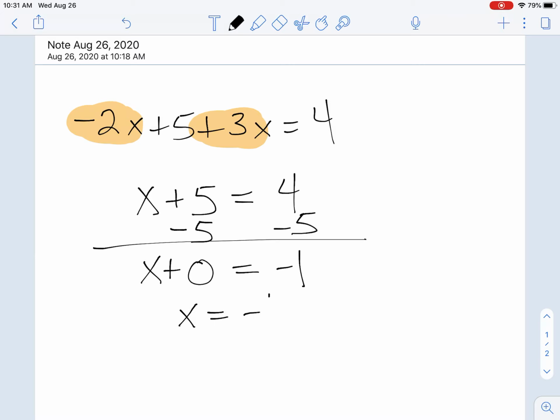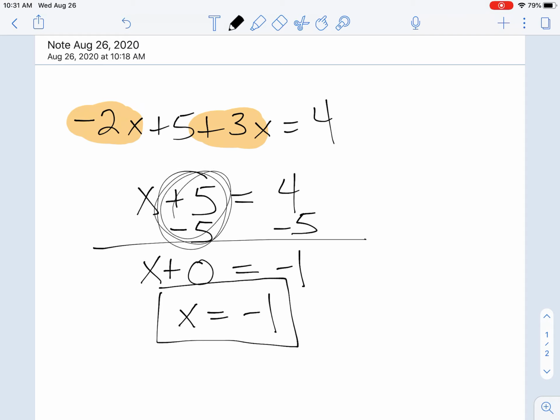So if you didn't need that step, you don't need to include it. But I did want to show you that this gives you 0. So we need to bring that 0 down. So now the solution to this is -1.